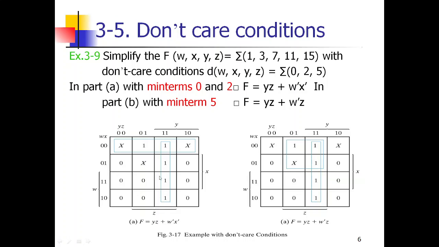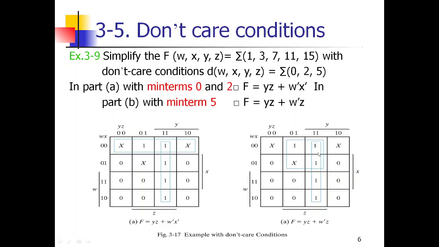So 2 quads are there. For this quad it is yz, and for this quad it is w dash x dash. So our Boolean function is f is equal to yz plus w dash x dash. Okay, this is one way of mapping and this is one answer.